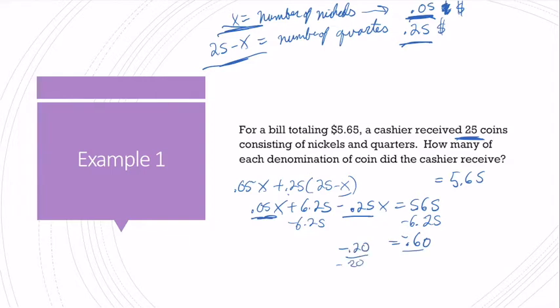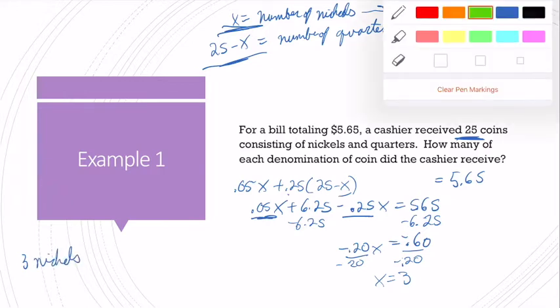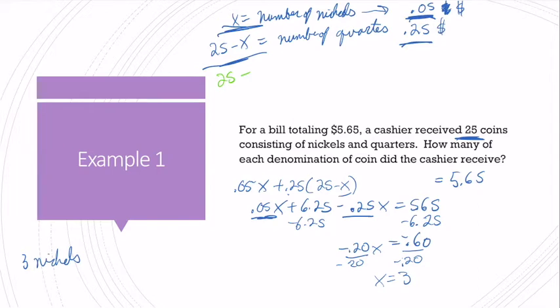Divide both sides by negative 0.20, and I get that X equals 3. So there were 3 nickels. If I take 25 minus X, which is 3, I get 22. So there were 3 nickels and 22 quarters.